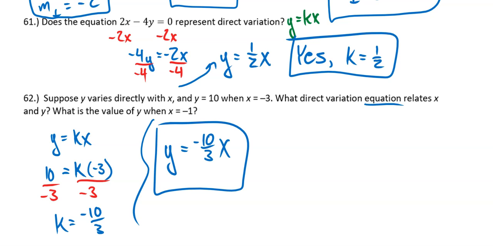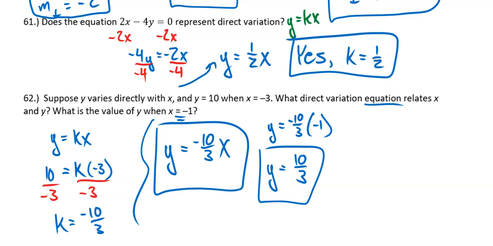The second part asks me to find a value, and I can find that value by plugging it into this equation. So y equals -10/3, and it gives me an x value right here of -1. If I plug that in, I get y equals a positive 10/3. So that would be my value.